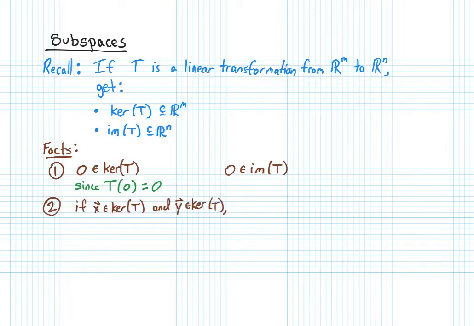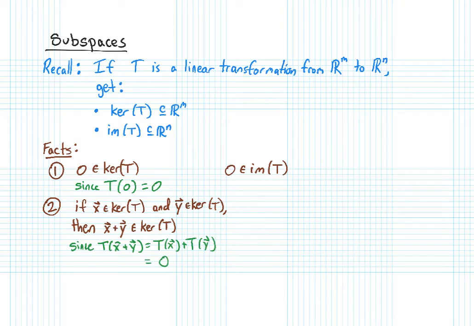So another fact that's true is if x is in the kernel of T and y is in the kernel of T, then x plus y is in the kernel of T. And this comes from the fact that T of x plus y is equal to T of x plus T of y. If x is in the kernel of T, then T of x is equal to 0. And if y is in the kernel of T, then T of y is equal to 0. And so you get 0, which means that x plus y is in the kernel.